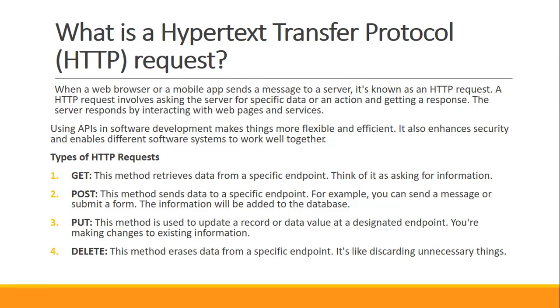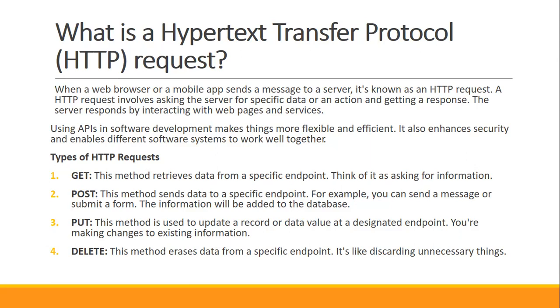Now, different types of requests are there. We can request get, post, put, and delete. Get means if you want to retrieve data from a specific endpoint, then you can use the get method. Post is if you want to send data to a specific endpoint. For example, you are sending a message or submitting a form, and whatever is inside the form you want to put inside the database. This is nothing but a post.